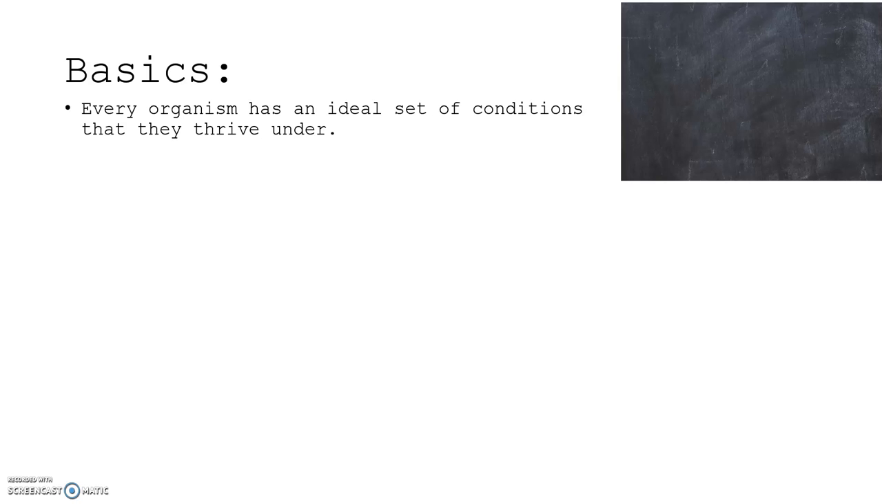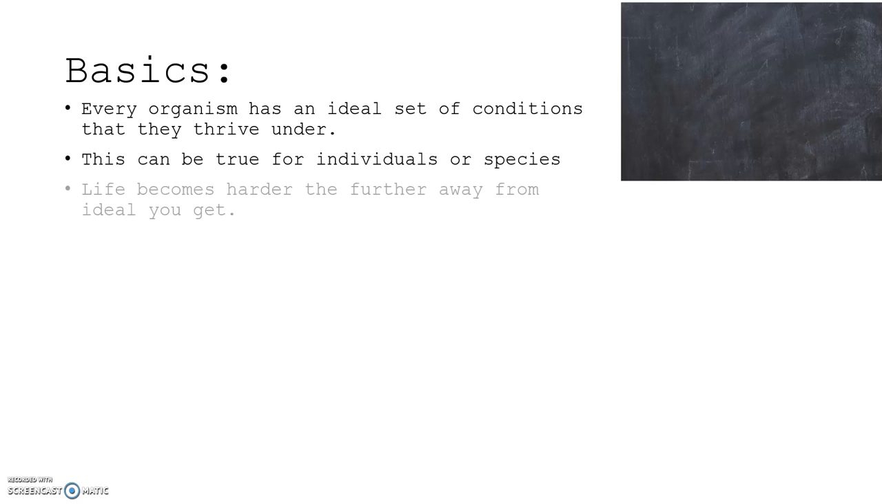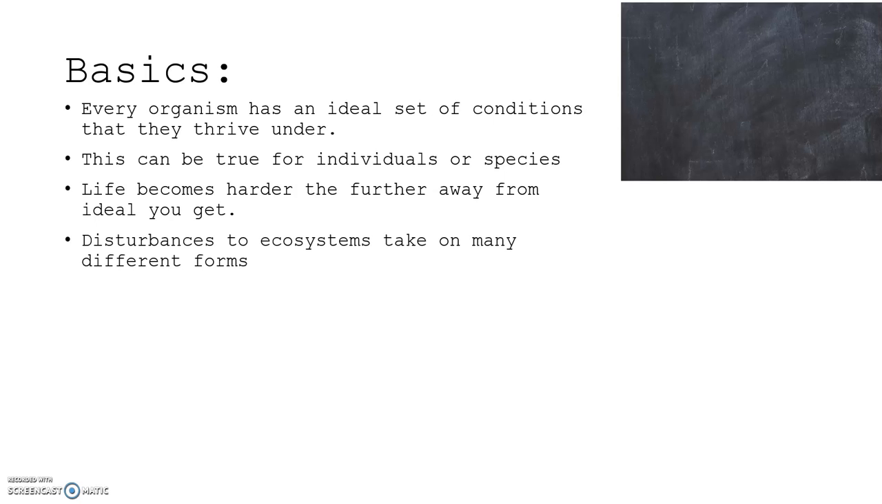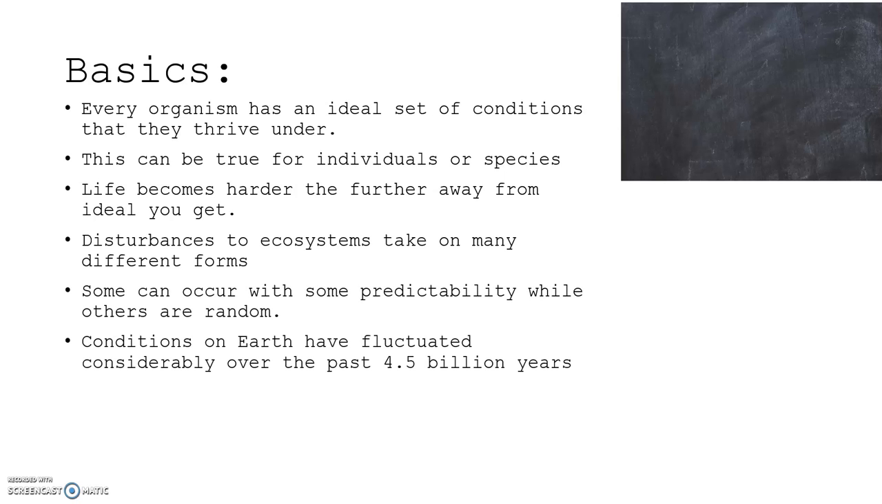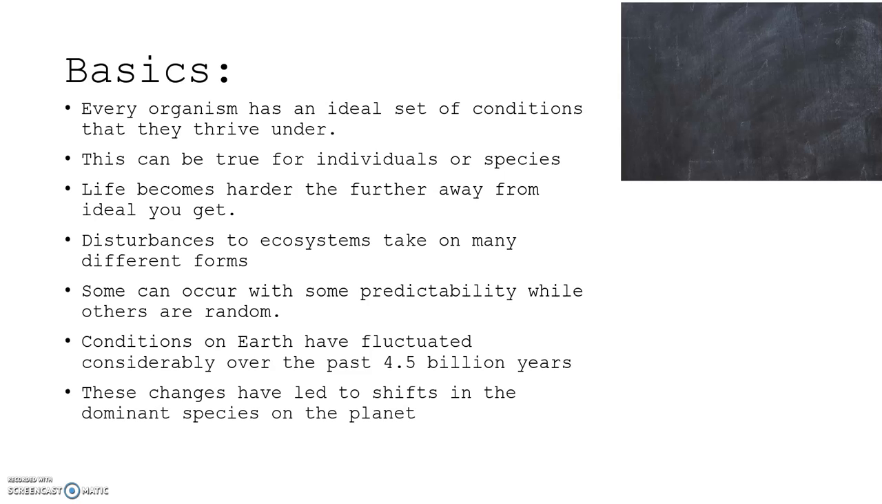Basics. Every organism has an ideal set of conditions that they thrive under, and this is true for individuals or for species. The further away you get from those ideal conditions, the harder that life becomes. We can have disturbances in ecosystems, and they can take on many different forms, which we'll look at. Some are predictable and others are random, and conditions on Earth have fluctuated considerably over the past 4.5 billion years.